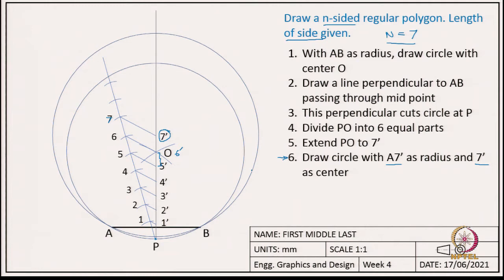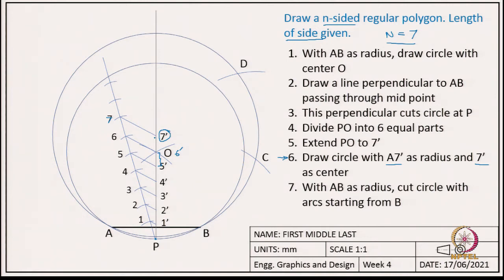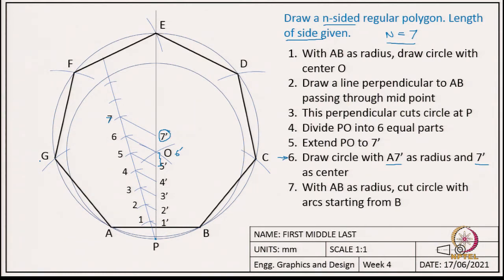Okay. So, once we have done this circle, the last step is, taking radius as AB, we need to make arcs to cut this bigger circle, or the circle we made with the center 7 prime. So, here are those arcs starting from B. First you make an arc and that cuts at C, then point D, E, F, G. If you notice, these are 7 points on the circle A, B, C, D, E, F, G, and if you join them we get the heptagon.